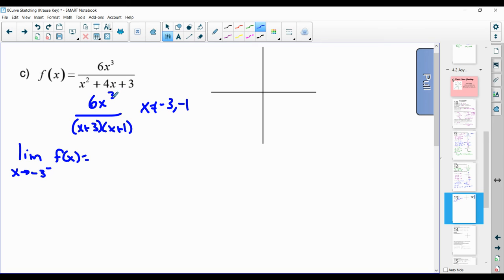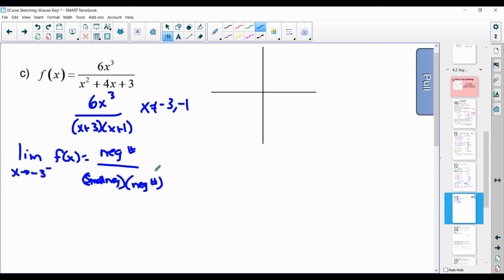I cube it, it's still going to be negative. And when I multiply by 6, it's still going to be negative. So this number on top is going to be a negative number. Now, if I take a number that's really close to negative 3 on the left-hand side and add 3, I'm going to have a small negative number. It doesn't really matter whether it's large or small at this point, it just matters that it's negative. Now, if I take some number that's close to negative 3 on the left-hand side and add 1, I'm also going to have a negative number.